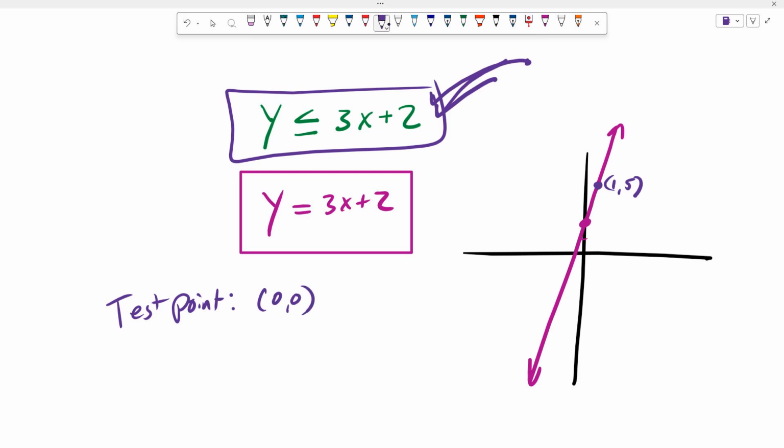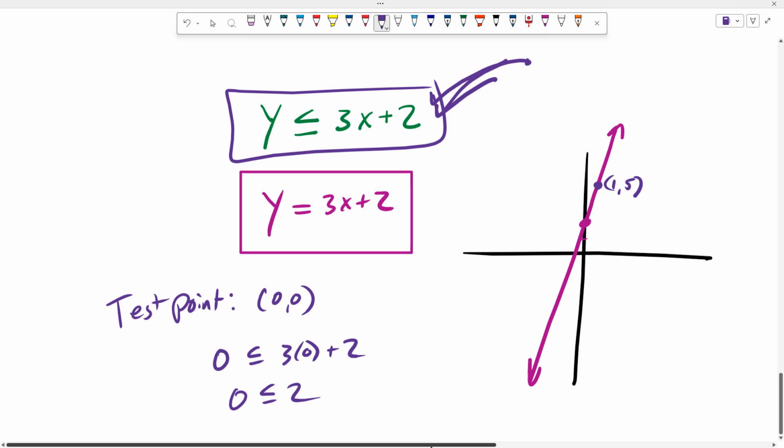And we test it. We go 0 less than or equal to 3 times 0 plus 2. Is this true? Yes. 0 is less than or equal to 2. It's less than. Okay. So this right here is a solution. And therefore, everything on this side of the line is going to be a solution. Every ordered pair on the other side will not be a solution. If we did a test point and it was false, we would not shade this side, we'd shade the opposite side of the test point.